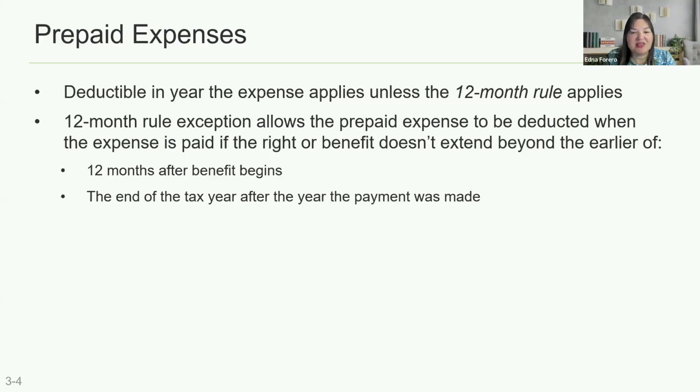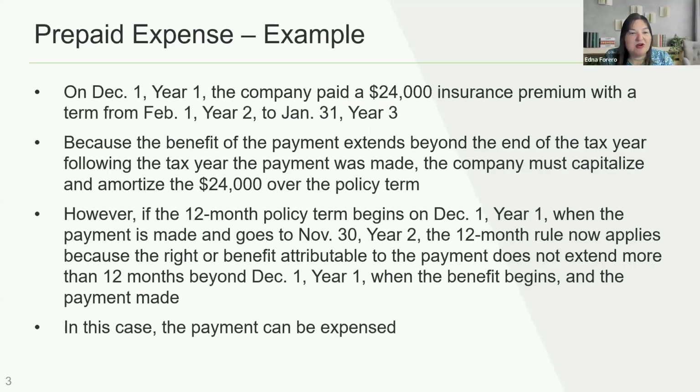So here's an example for you next. On December 1 of year one, the company paid a $24,000 insurance premium with a term from February 1, year 2 to January 31st, year 3. Now, in this case, the benefit extends beyond the end of the tax year following the year that the payment was made. The company has to capitalize and amortize the $24,000 over the policy term. They can't take that full amount in year 1, year 2, or year 3. But if the 12-month policy term begins on December 1, year 1, when the payment is made, and goes to November 30th, year 2, the 12-month rule now applies.